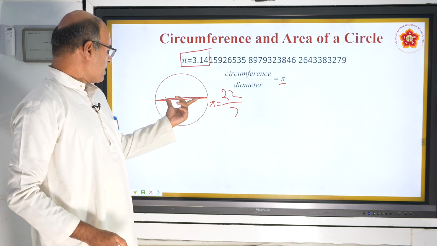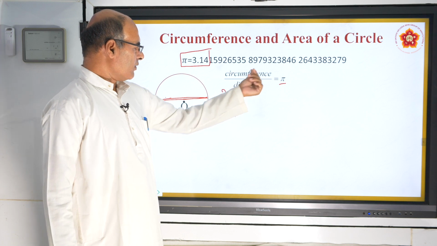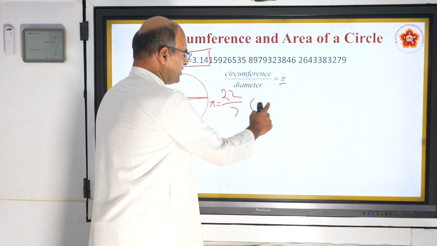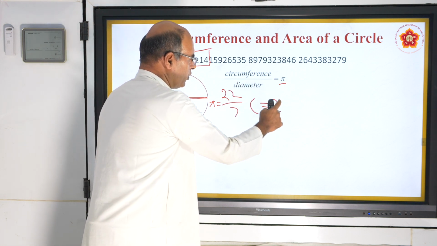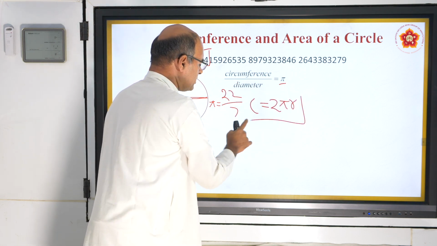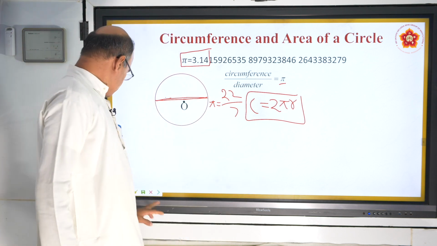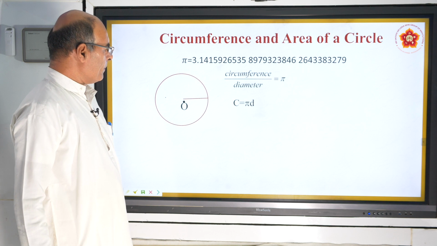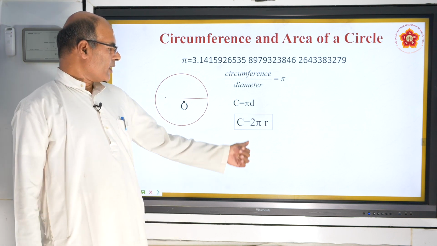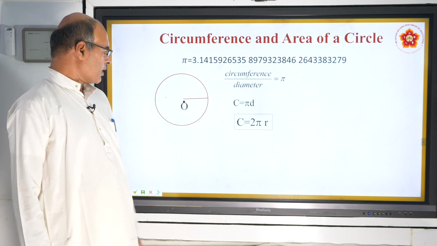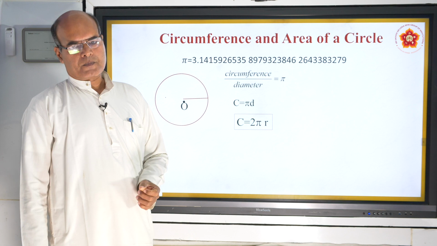We know that diameter is 2 times the radius, so we can write 2r here. So circumference C is equal to pi into this diameter 2r, that is 2 pi r. So this is the formula for the circumference of the circle. C is equal to pi d, or C is equal to 2 pi r, where d is the diameter of the circle and r is the radius of the circle.